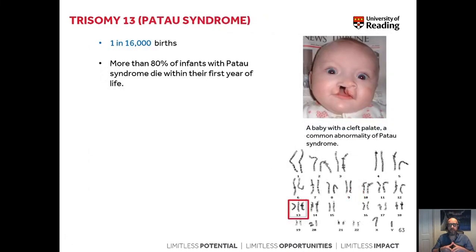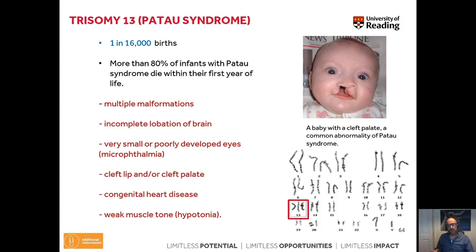Trisomy 13 is also an aneuploidy example. Here chromosome number 13 is present as 3 copies, and the frequency of this genetic disorder is 1 in 16,000 births. More than 80% of infants with this syndrome die within the first year of life.